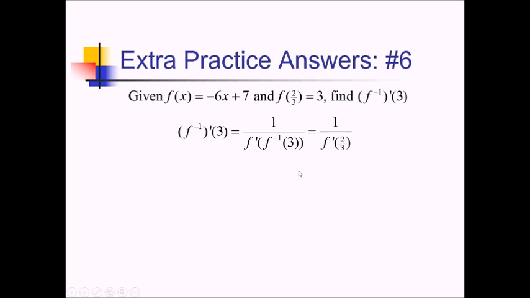And what is f prime? Well, here's the f function. The derivative of this is just negative 6, and it's a constant negative 6, so f prime of 2/3 and everything else is going to be negative 6. So then my answer, just replacing that up here, is going to be negative 1 over 6.